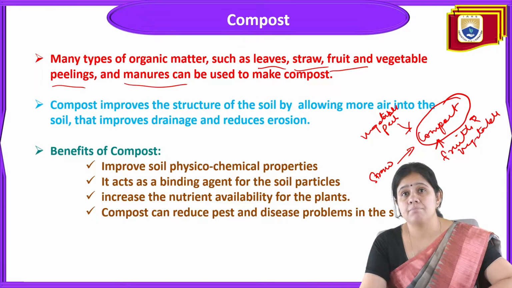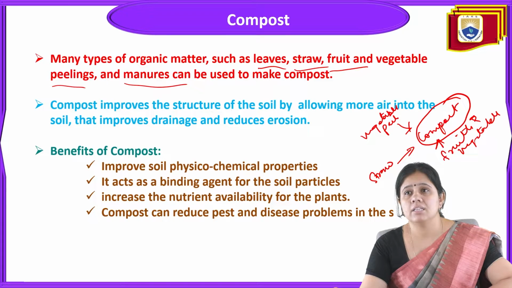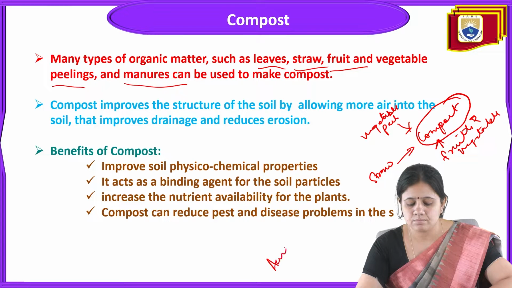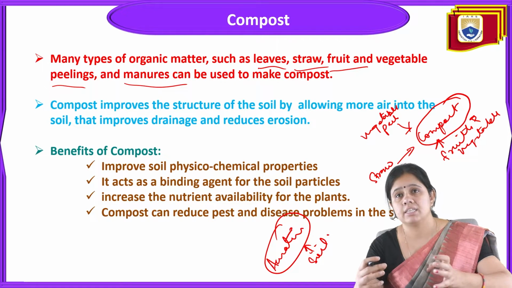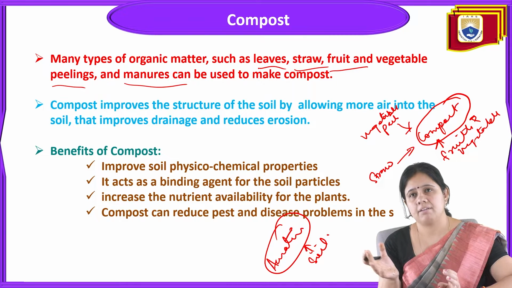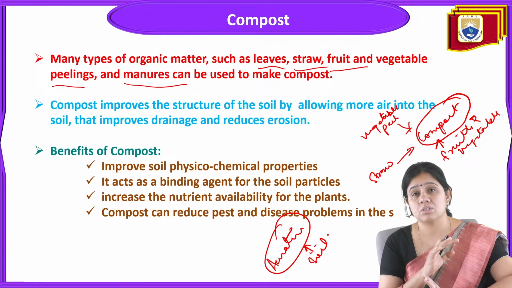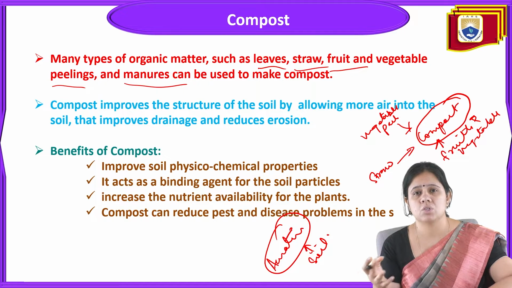Compost will improve the structure of soil by allowing more air into the soil, which improves drainage and reduces soil erosion also. So this compost is very beneficial for the soil structure. Allowing air into the soil means it will increase the aeration, and reduce soil erosion. If aeration increases, then the soil will be compacted, and if it is compacted, then erosion is not possible. That's why this compost is very important.